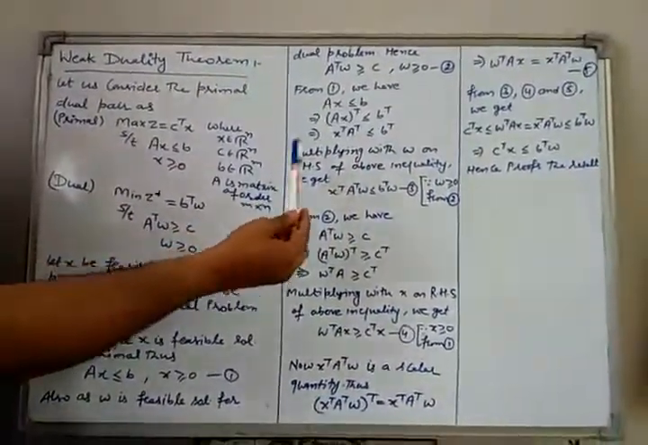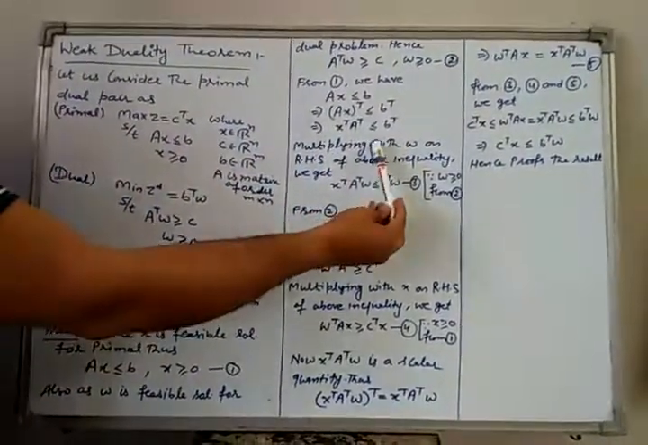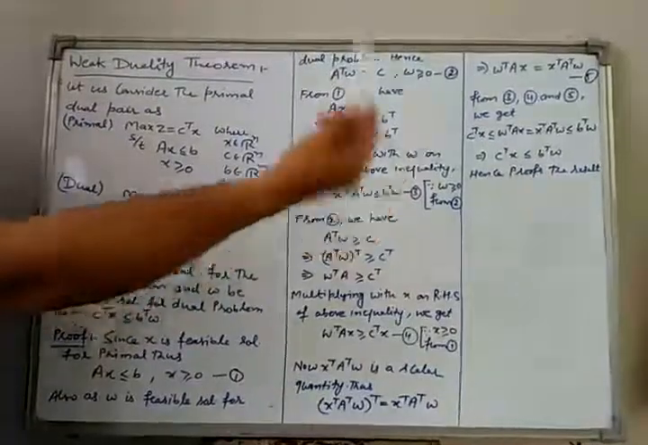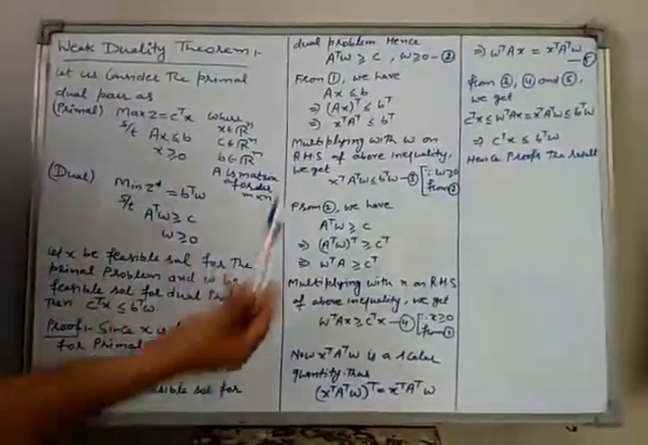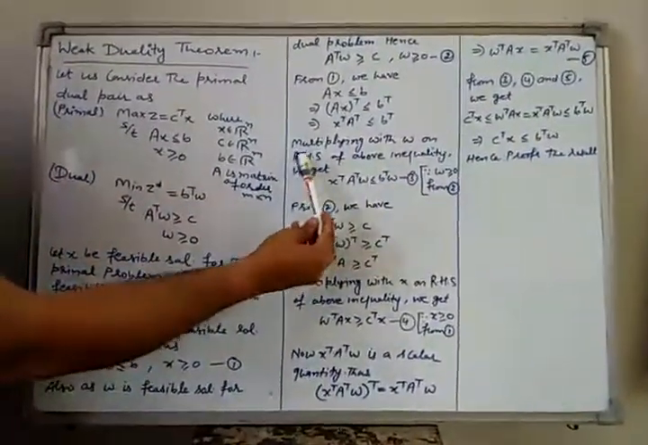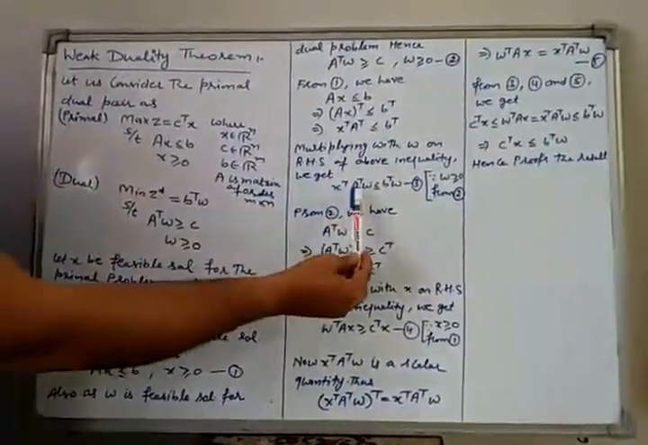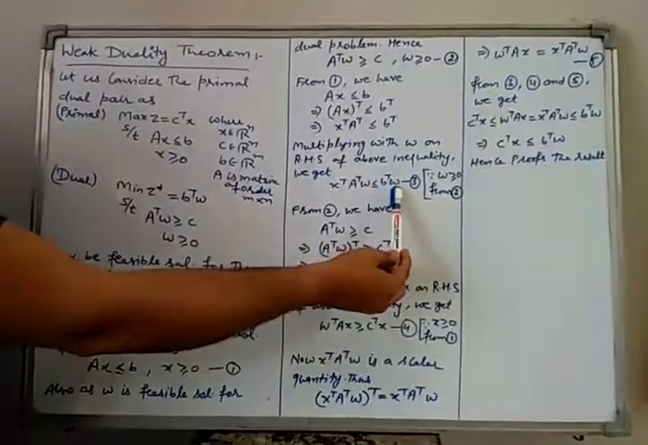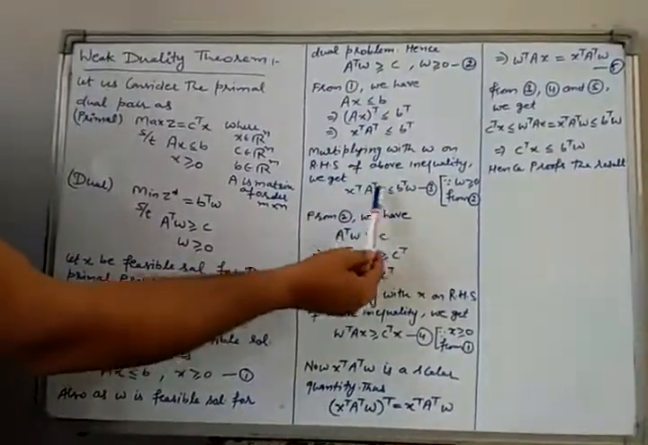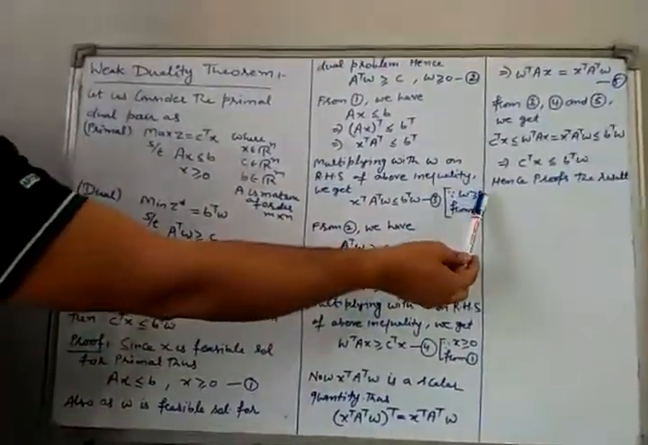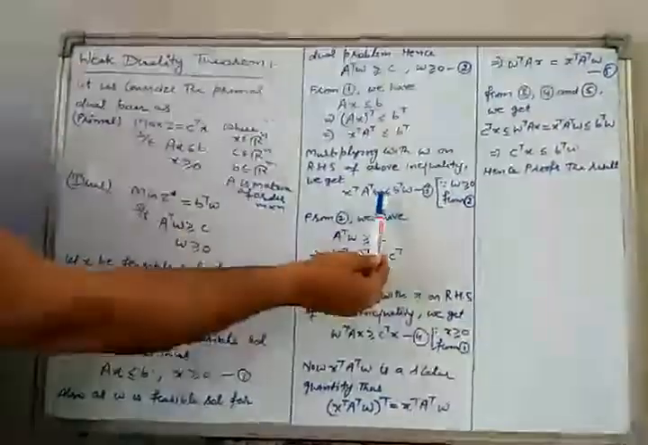One thing is important here: as matrix multiplication may or may not be commutative, we multiply with W either on the left hand side or on the right hand side. That is, there is a concept of pre-multiplying or post-multiplying. Therefore, I specifically write here that I multiply with W on the right hand side. It becomes X transpose A transpose W less than or equal to B transpose W. Say it is equation number 3. Now, the sign of inequality is preserved. Why so? Because W is non-negative from equation number 2. Therefore, the sign of this inequality is preserved.